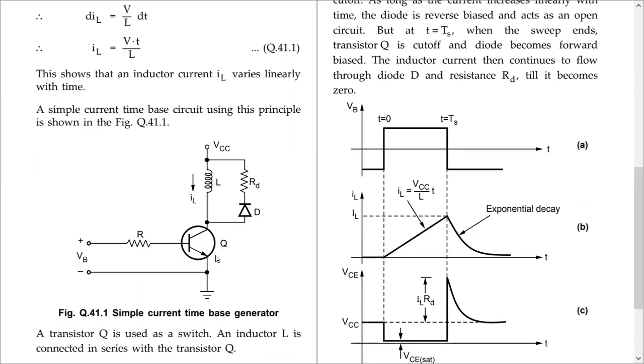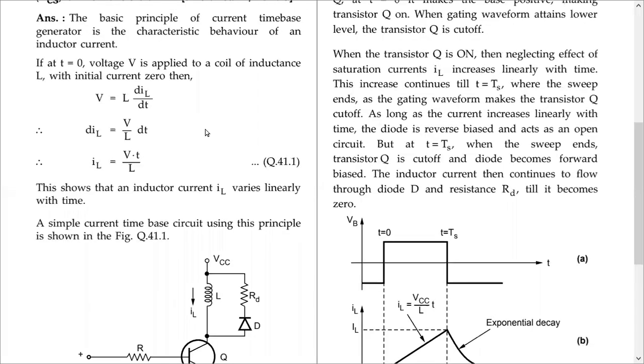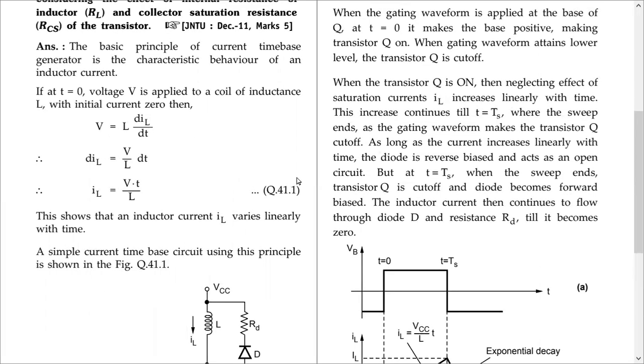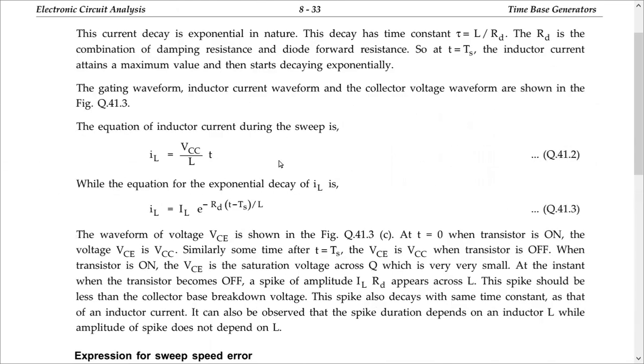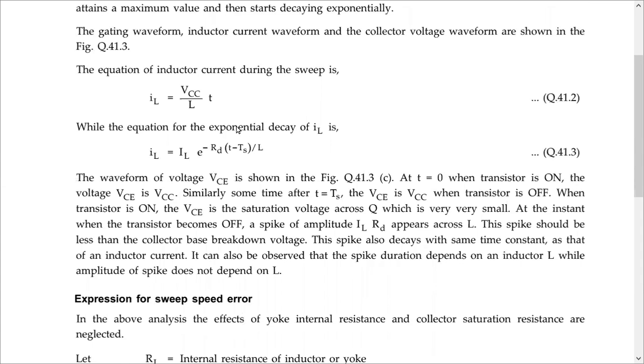How did we achieve voltage time base? Constant current through a capacitor gave us voltage time base. For current time base, we use constant voltage across an inductor. So it is like vice versa. There we used constant current through a capacitor; here we will use constant voltage across an inductor. Very simple circuits, very simple mathematical expressions. So please take this as homework. This is the last concept, a very simple concept, so study this thoroughly.